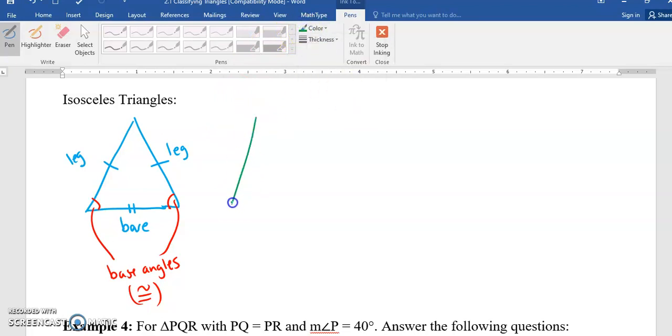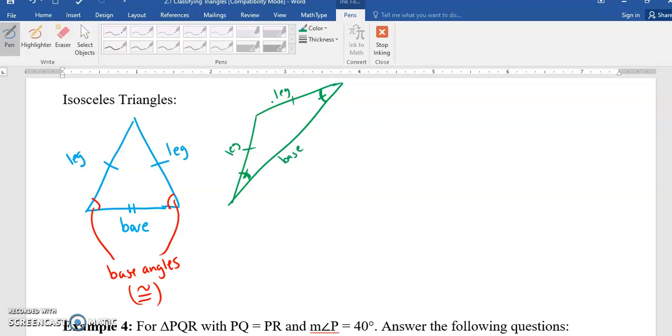I could have another one, an obtuse triangle here that's isosceles. What I do know is this angle and this angle will be the same size. Because in that one, this is the base and these are the legs. The legs are congruent and the base is different.